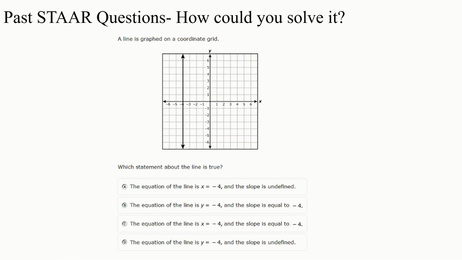Again, another HOY VUX. This time they give us a vertical line. So it's VUX, meaning it needs to be x equals. And then this would just be x equals -4.